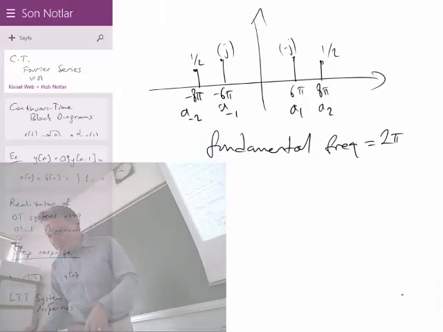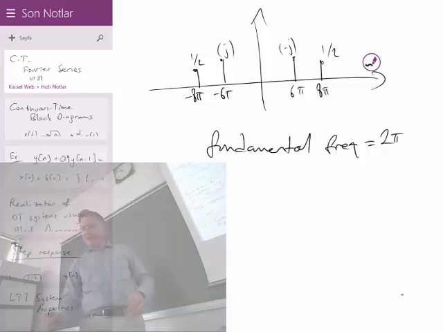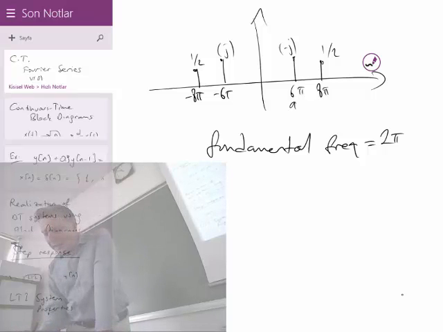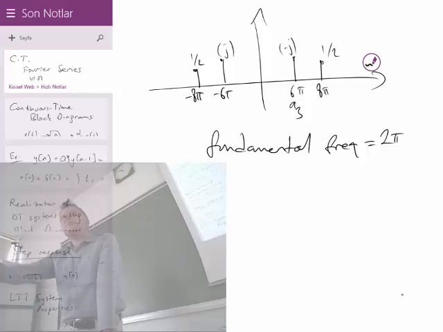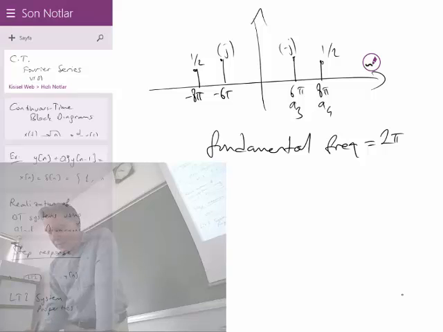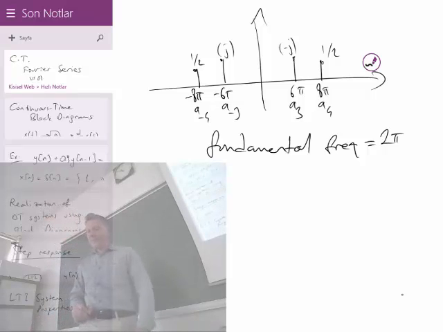So this is not A1 then. I must erase them. What is it? It is A3, 3 times the fundamental, and this is A4, and therefore this is A minus 3 and this is A minus 4. We don't have a harmonic at the fundamental frequency. The fundamental frequency is 2 pi, but we don't have a harmonic there. The first harmonic appears at 3 times the fundamental frequency, and the next harmonic appears at 4 times the fundamental frequency.